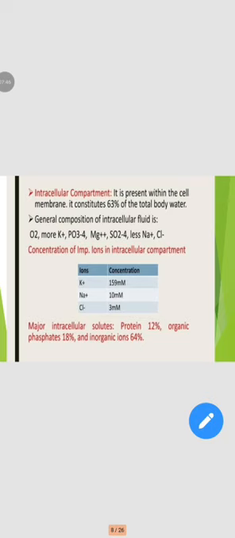General composition of intracellular fluid: more K+ ions, PO4 3-, Mg2+, SO4 2-, and less Na+ and Cl-. These are the general composition of intracellular electrolytes. The concentration of important ions in the intracellular compartment.